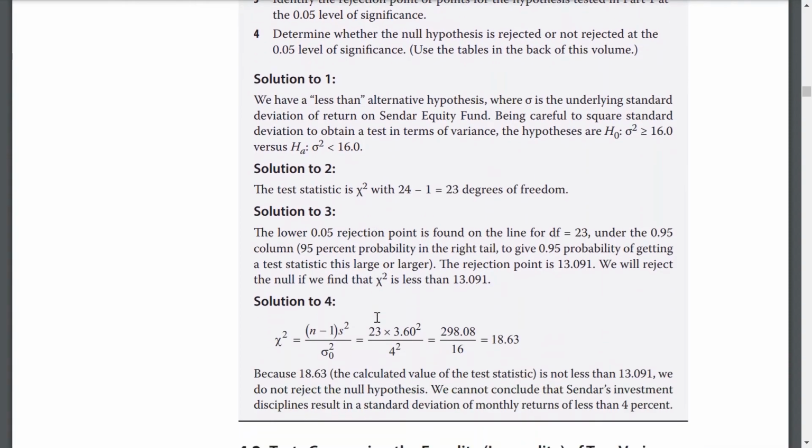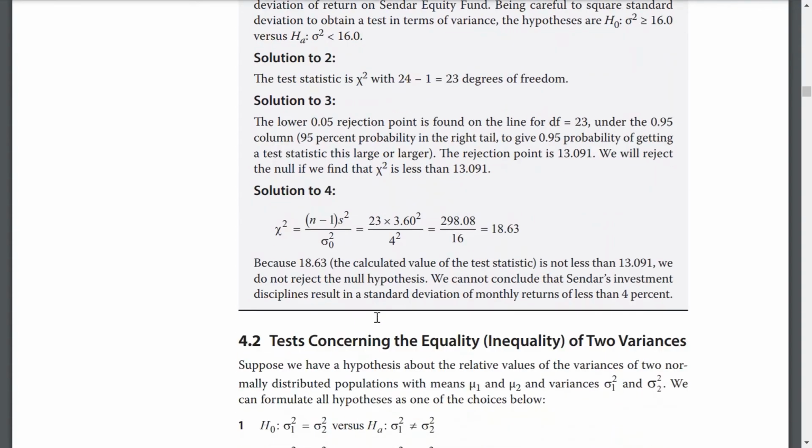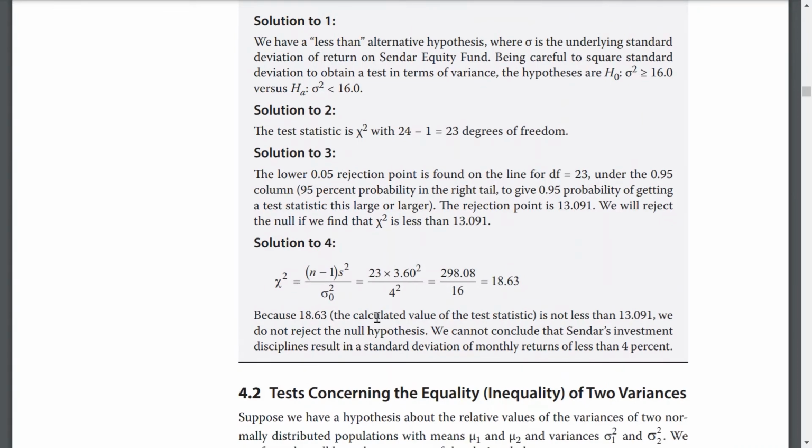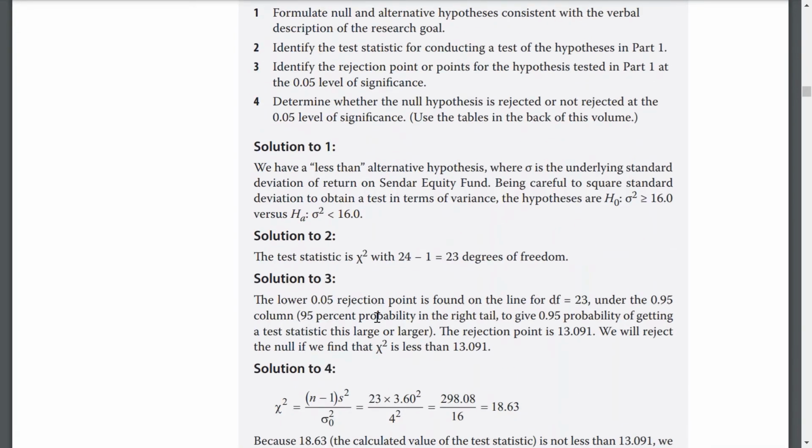Solution to 1, we have the less than alternative hypothesis when the standard deviation is the underlying standard deviation of the return of the Standard Equity Fund, being careful to square the standard deviation to obtain the test in terms of variance. The null hypothesis is as such, with the hypothesized variance equal to 16.0. Solution to 2, the test statistic is x squared with 24 minus 1 equals 23 degrees of freedom.